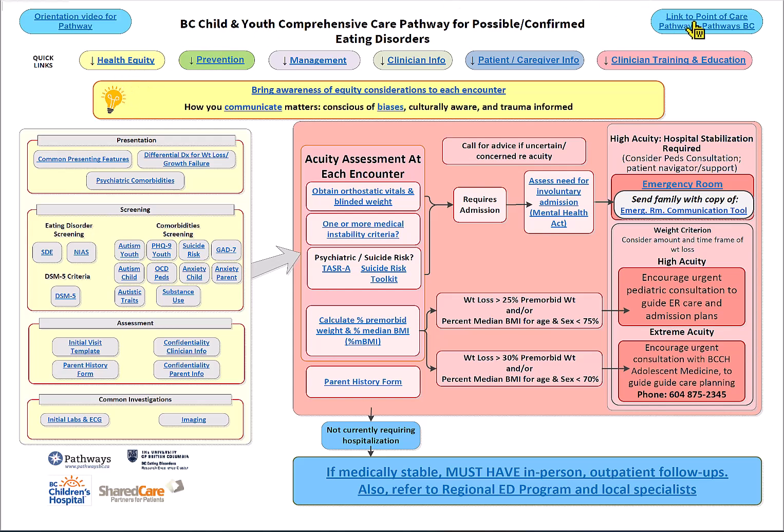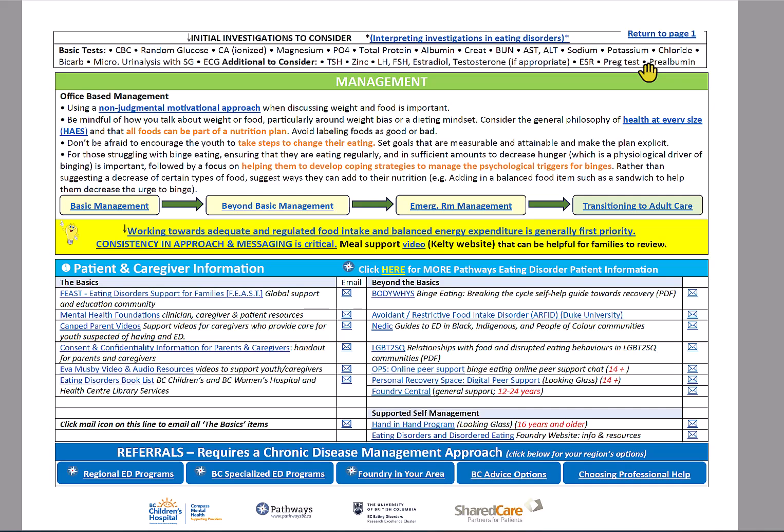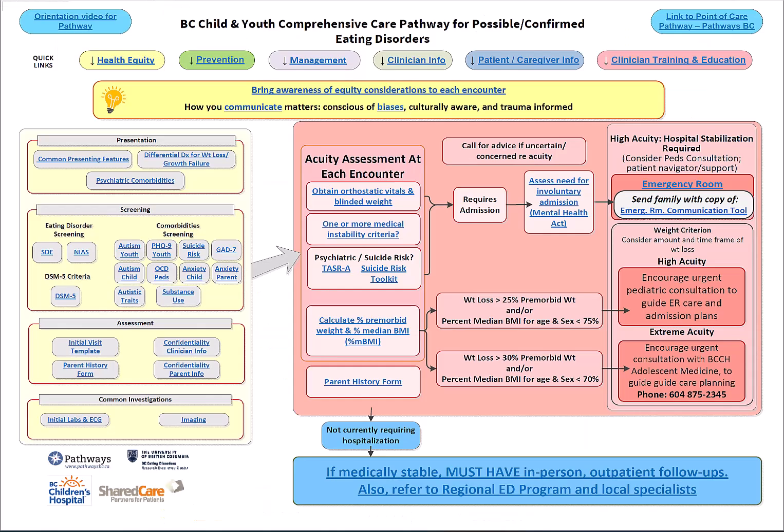For those with Pathways BC login, there is a direct link to the Point of Care Eating Disorder Care Pathway. This is a tool that leverages the function of the Pathways BC platform, identifying local and regional eating disorder supports for your location.